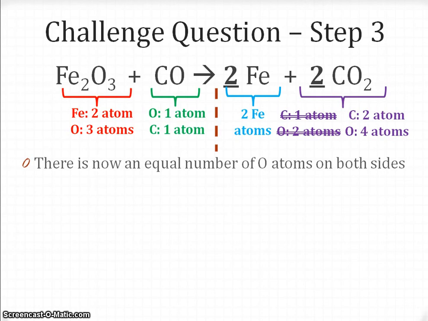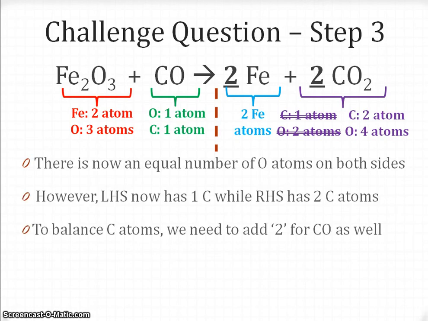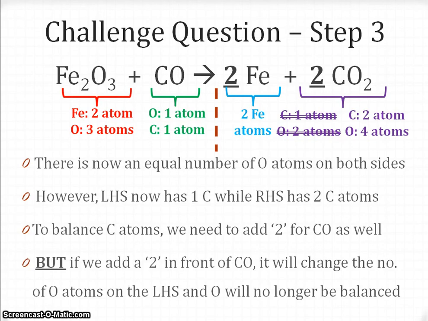However, we note that because of this coefficient that we put in front of carbon dioxide, there are now 2 carbon atoms on the right-hand side, and we need to ensure the number of carbon atoms on both sides of the equation is also the same. So to do that, we will have to add a 2 in front of carbon monoxide. However, the troublesome thing about this is that if we do that, it will also change the number of oxygen atoms on the left-hand side, which will then not be balanced anymore.